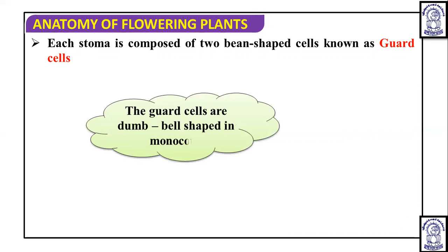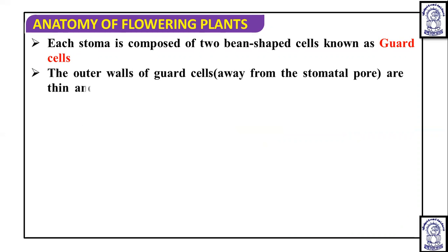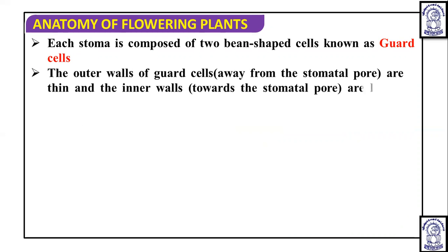The guard cells are dumbbell shaped in the monocot, but they are bean shaped in the dicot stomata. When we see the structure of this stomata, the outer walls of the guard cells, which are away from the stomatal pore, are thin, whereas the inner walls, which are towards the stomatal pore, are highly thickened.